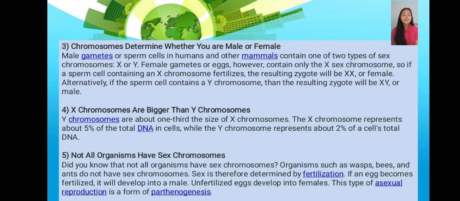Number 4, X chromosomes are bigger than Y chromosomes. The X chromosome is significantly longer than the Y chromosome and contains 100 more genes, because the additional genes in the X chromosome have no counterpart in the Y chromosome. The X genes are dominant. And last, number 5, not all organisms have sex chromosomes. As I said earlier, organisms such as wasps, bees, and ants do not have sex chromosomes, and sex is determined by fertilization.